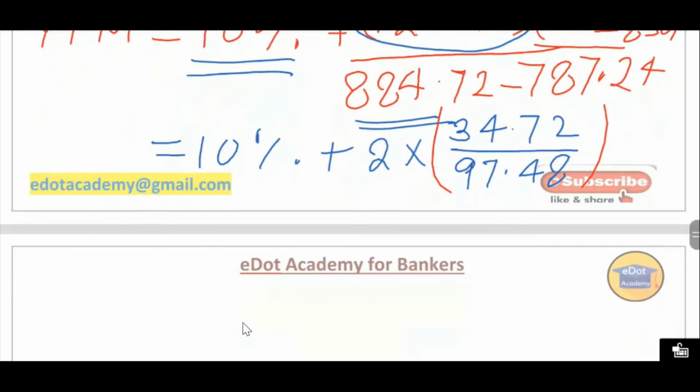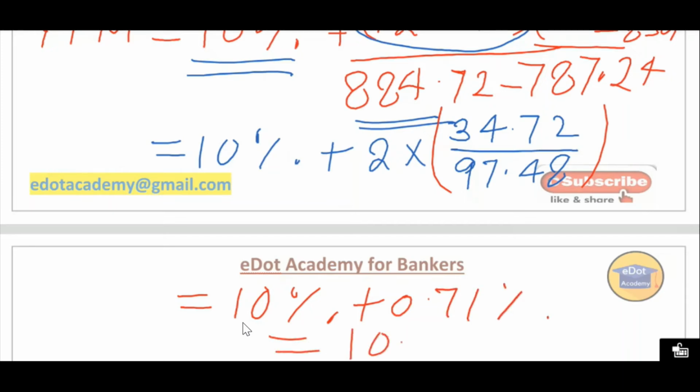Okay, so I'll get here 10% plus something, 0.71. So this is also in percentage here. So it means the answer we are getting here is 10.71. So this is our YTM.